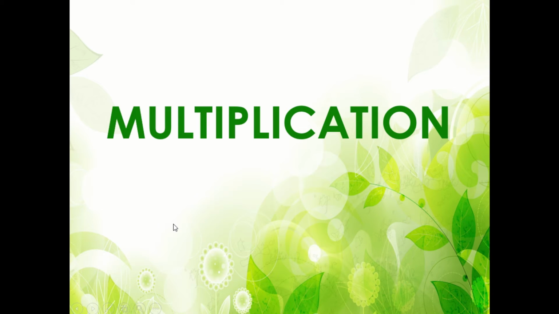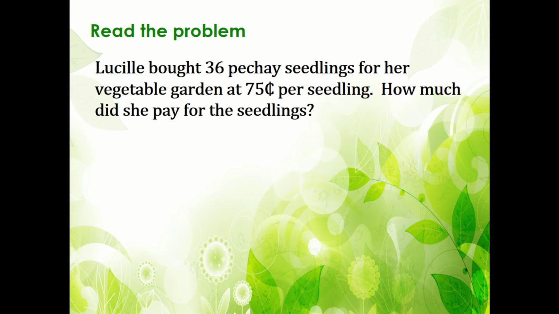Good morning, class. Today, we're going to study how to multiply decimal numbers. To start with, let's read the problem. Lucille bought 36 pechay seedlings for her vegetable garden at 75 centavos per seedling. How much did she pay for the seedlings?